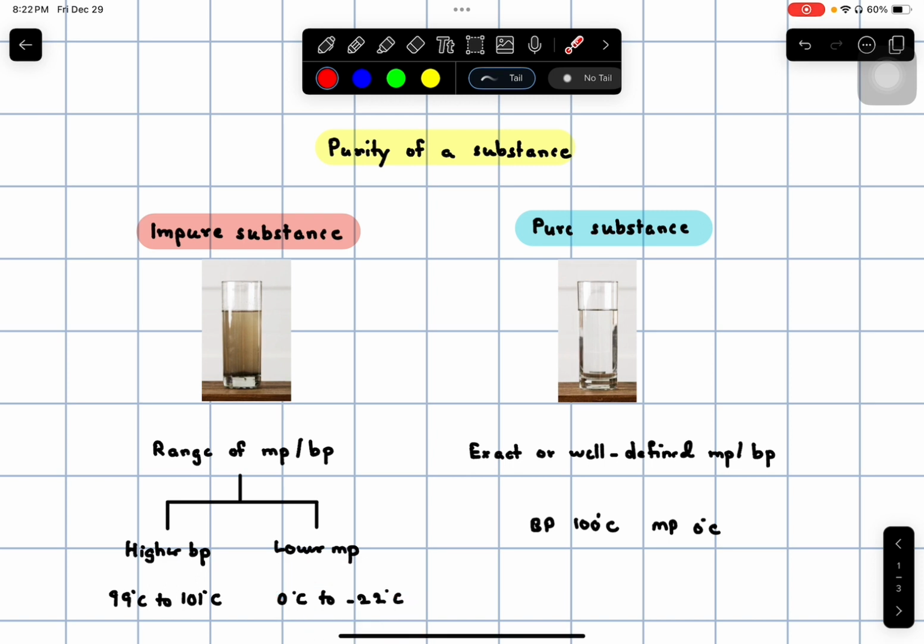A pure substance, or pure water for example, will have an exact or a well-defined melting point and boiling point. If the water is truly pure, then the boiling point will be 100 degrees Celsius and the melting point will be 0 degrees Celsius. The keyword for a pure substance is either exact melting point and boiling point or well-defined melting point and boiling point. Pure substances will not have a range of melting points and boiling points, unlike the impure substances.